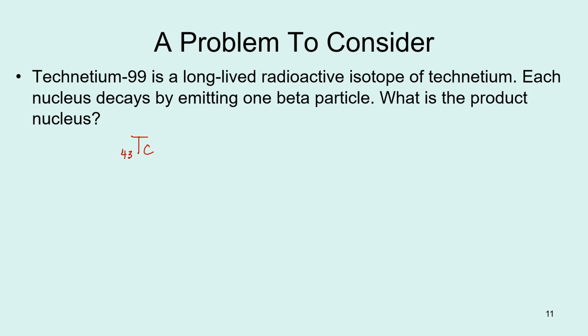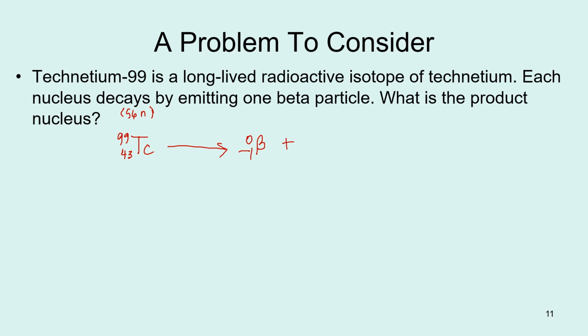And then of course the total mass number is 99, so we could do a quick math. It's got 43 protons and 56 neutrons. We don't need to know that, but just in case, 43 plus 56 is 99. Now it's going to decay to give us a beta particle. So a beta particle has this nuclide symbol, a -1 here and a 0 on top.